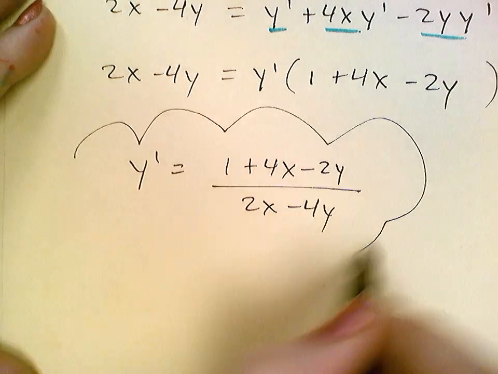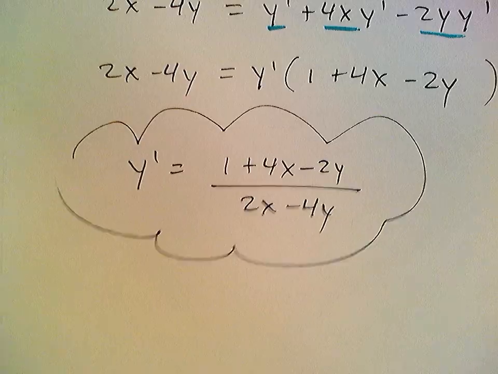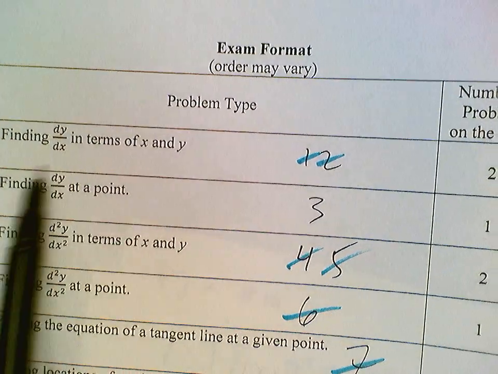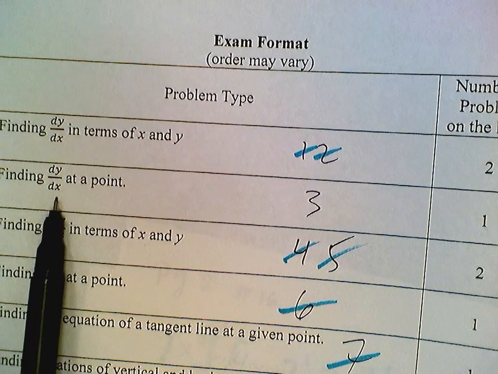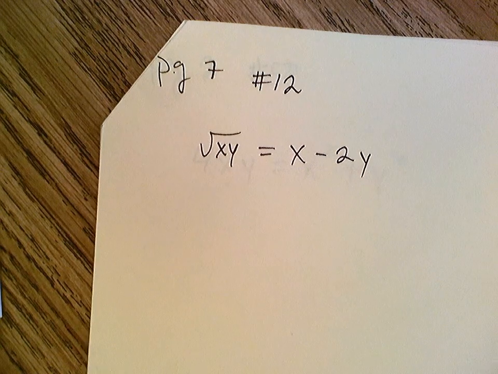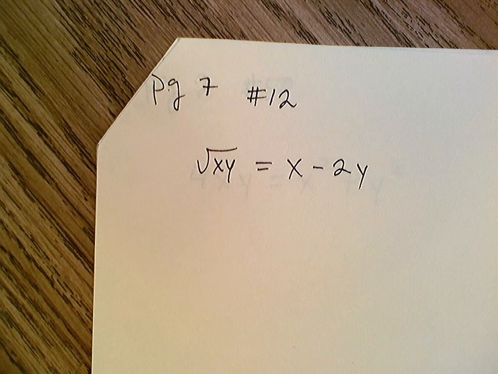Okay. So you can expect to see one that is at that level of difficulty. Okay, so that takes care of this first problem type. Now we're going to find dy/dx at a point. So instead of finding it in terms of x and y, we're going to find it at a point. This is page 7, number 12. So we're skipping around a little.